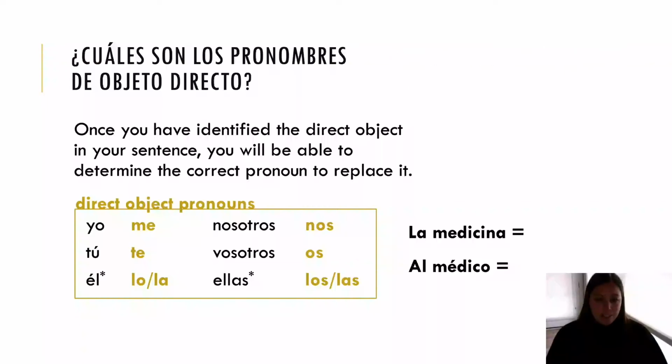Entonces, para la medicina, the pronoun is la, and for al médico, it's lo. If the médico example was confusing, remember that when we saw the sentence, it said veo al médico. I see plus al médico. So at the heart of this, it's really el médico, and that's how we know that it's lo.